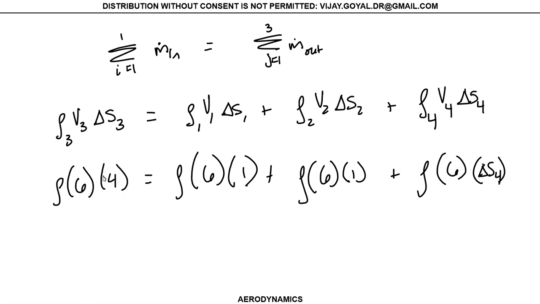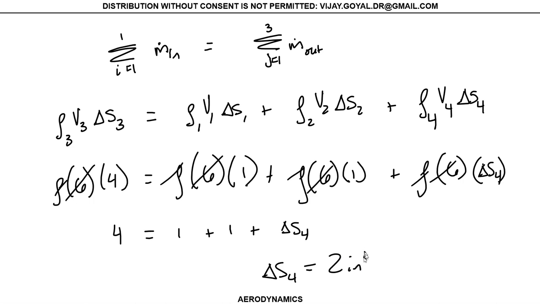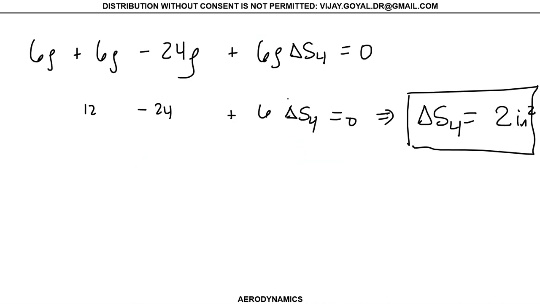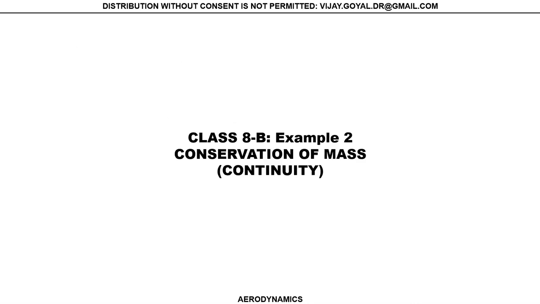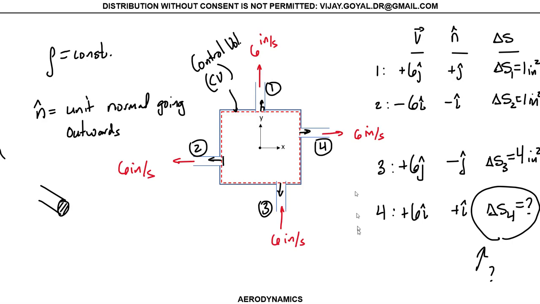So now you can cancel all these, and you find that your answer is 4 equals 1 plus 1 plus delta S4, and delta S4 is equal to 2 inches squared. That was the same answer that we got when we did the continuity equation. So this is how you really use these equations. They're kind of straightforward. You just have to be disciplined in doing this table at the beginning of the problem, and then you will have absolutely no problems.